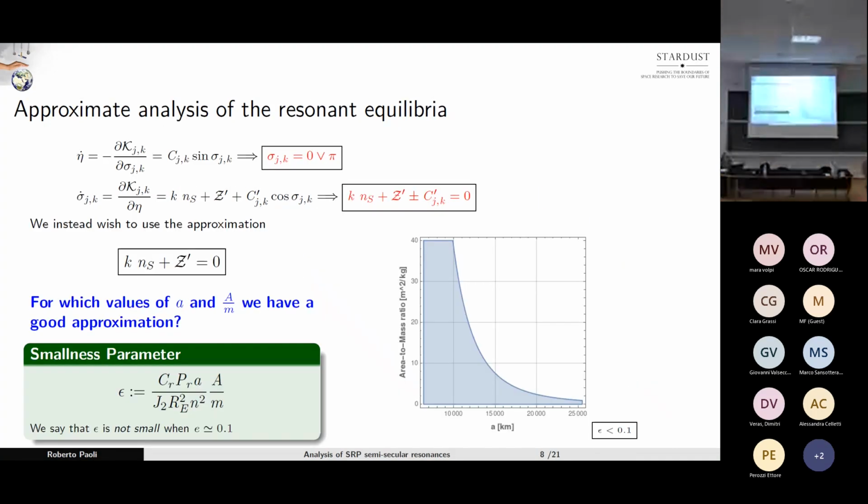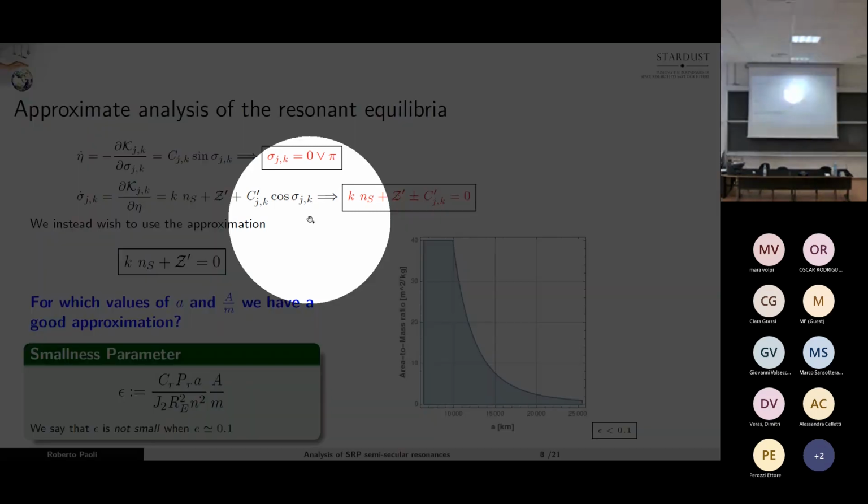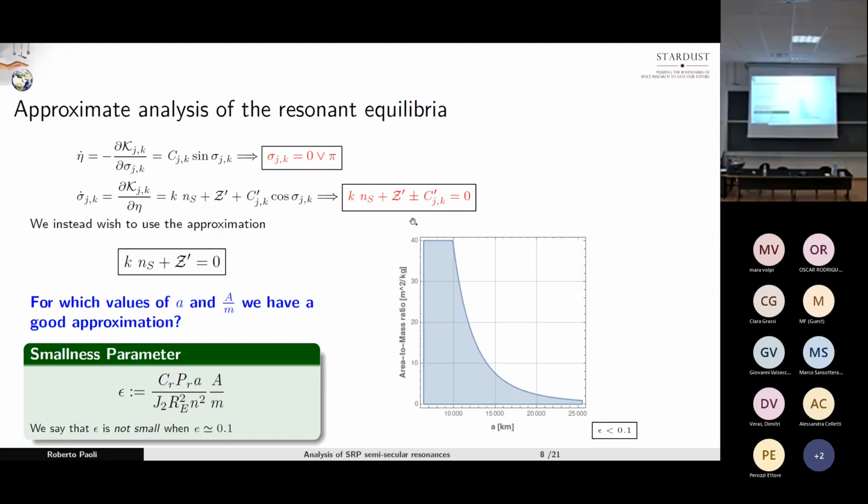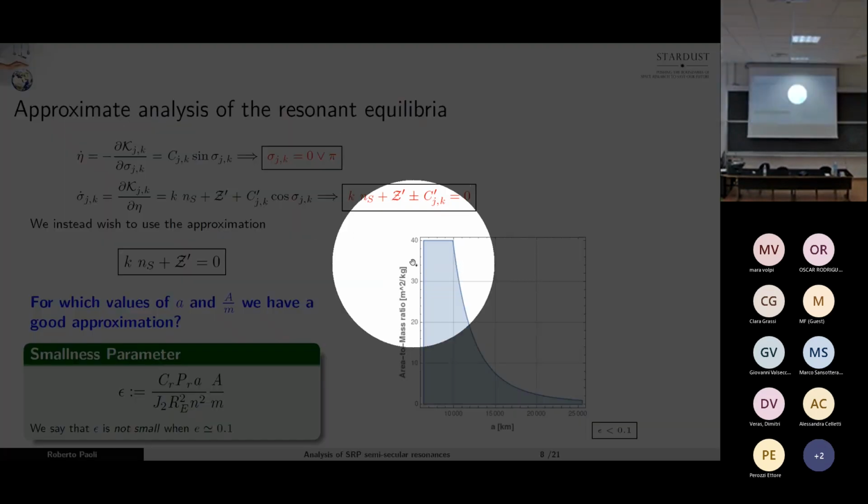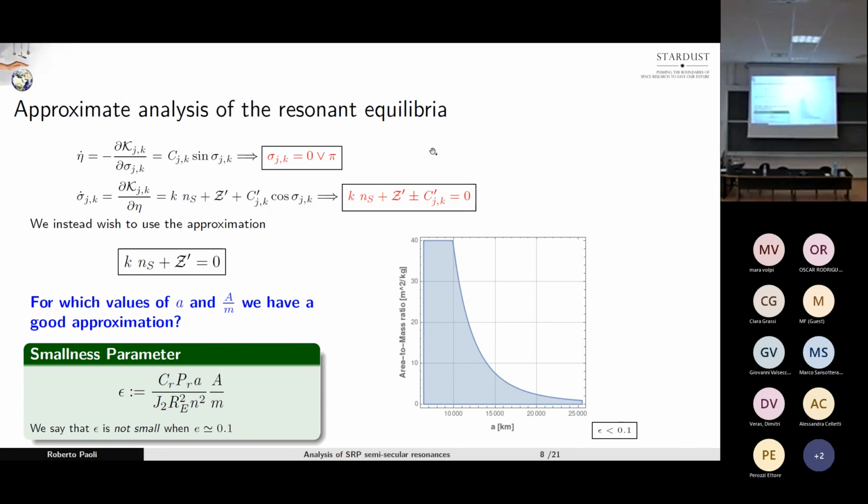To find the resonant equilibrium, we can simply use the canonical equations of motion of Hamilton. From the first equation, we obtained that the resonant angle would be equal to 0 or pi, and substituting in the second one, we obtain this equation in red, which we wish to approximate by dropping the term depending on solar radiation pressure. By the way, here the prime corresponds to the derivative with respect to the variable we introduced before. And we ask: for which values of A and the mass ratio is this a good approximation?